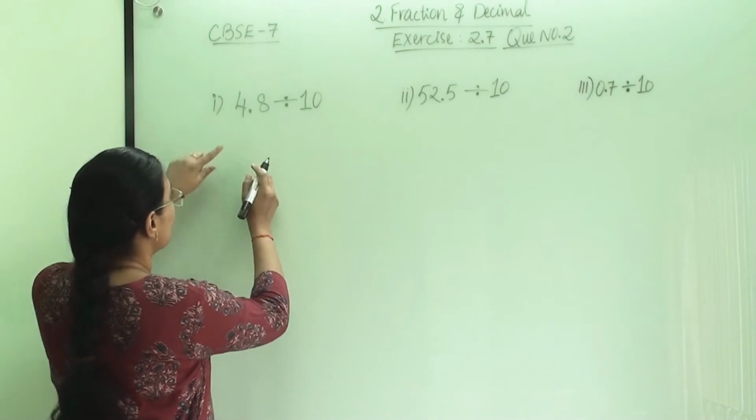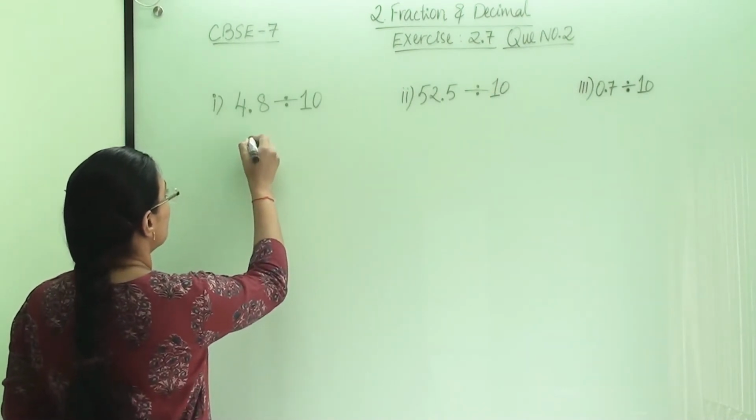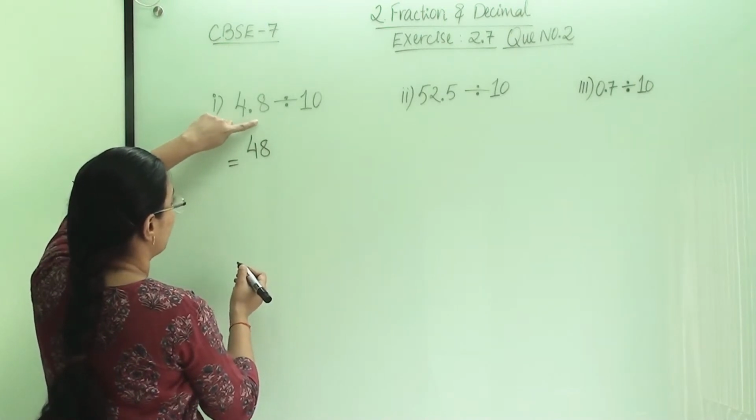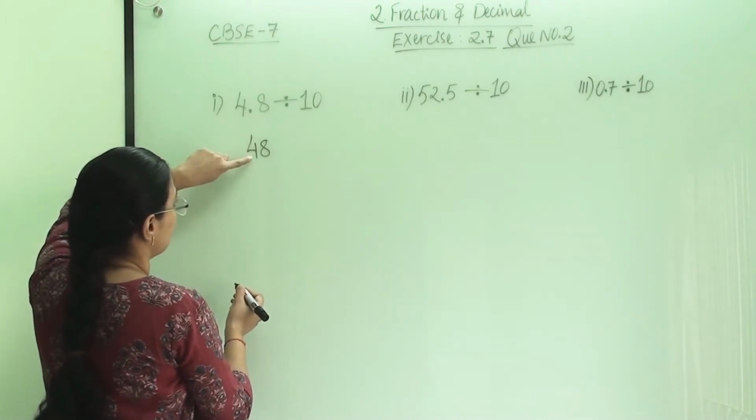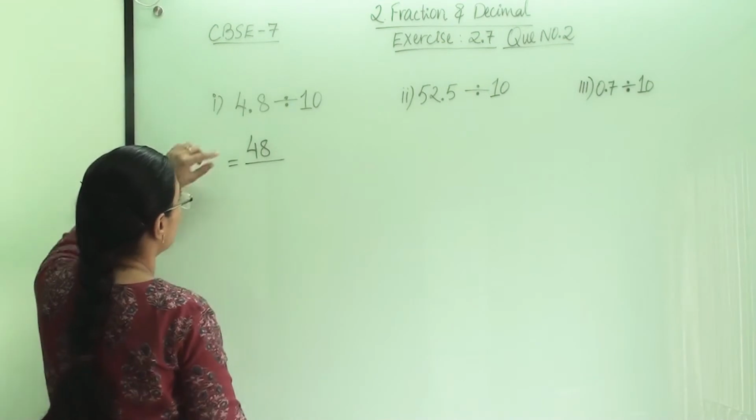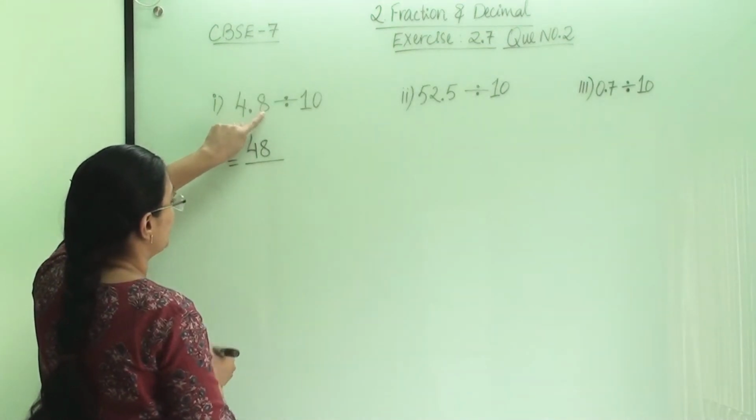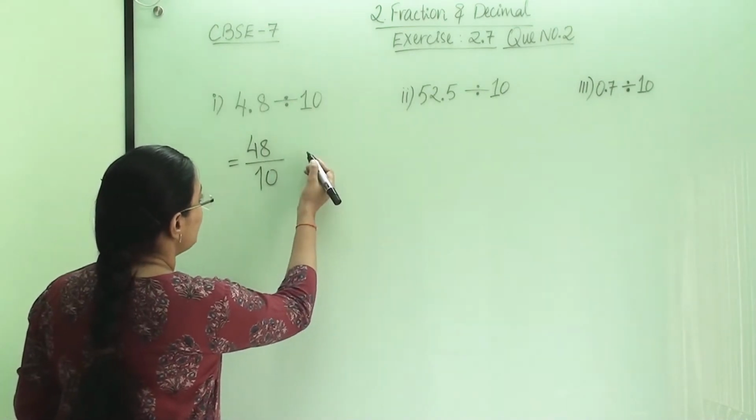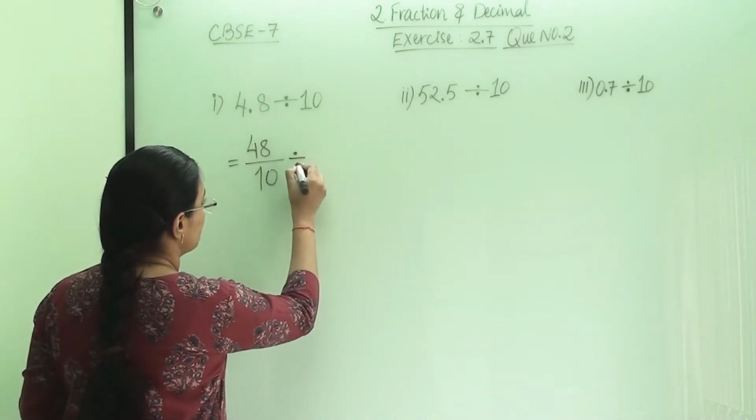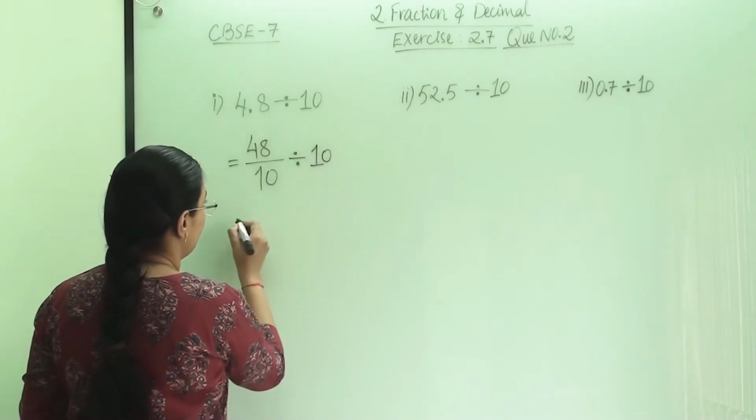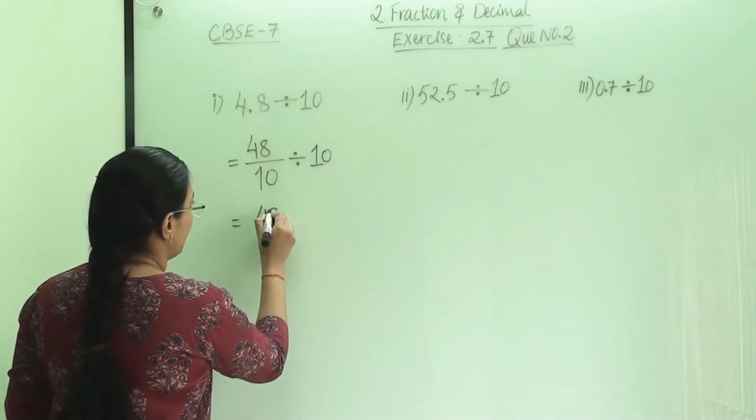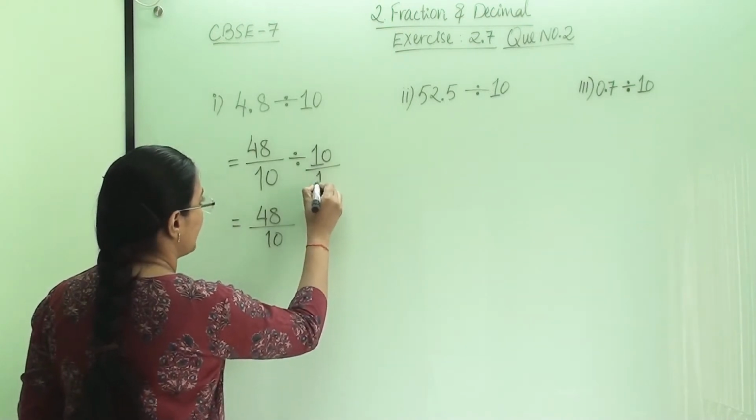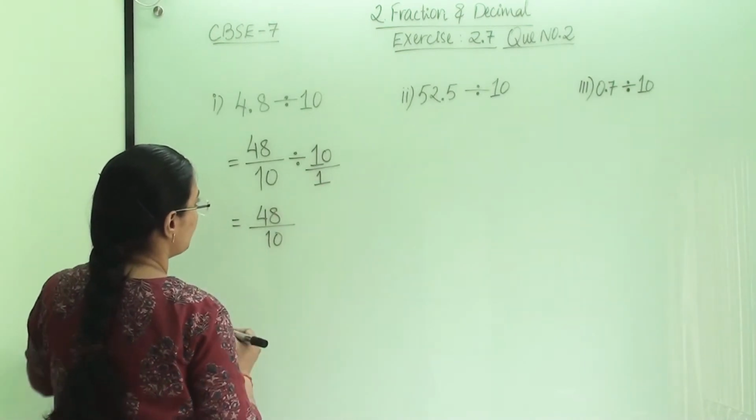So first, whenever there is a decimal number, first convert that into fraction form. So this is 4.8, we have written here 48, and then in the denominator, after the decimal point one number is there, that means 10 will come. Now this is in division with 10. So let us write the same thing in division with 10. Now 48 over 10, and in division 10, here this is a whole number, so we can write 1 in its denominator.